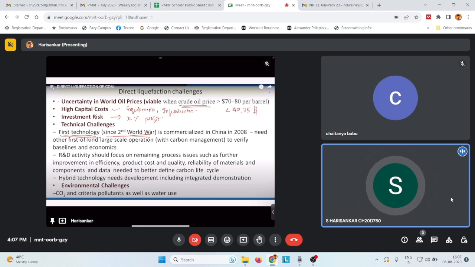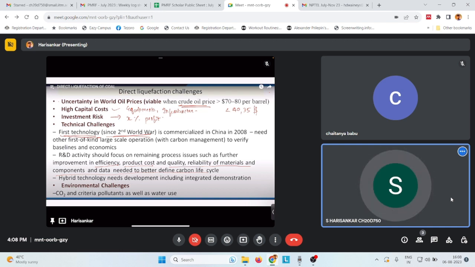Then the other suggestion is that R&D activity on liquefaction should focus on remaining process issues such as further improvement in efficiency, product cost, quality, reliability of materials and components, and data needed to better define the carbon life cycle. So I hope you understood what the session was. Basically, there is much more research needed in these areas to improve the efficiency of liquefaction, to bring down the product cost, and improve the quality. And even when it comes to sustainability, we have to better define and demonstrate a better life cycle for carbon. So that is one thing when it comes to the R&D for the liquefaction process.